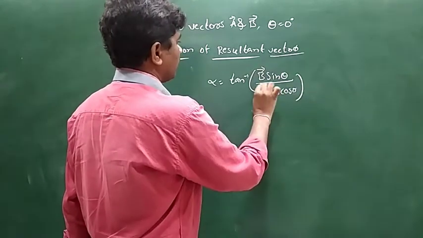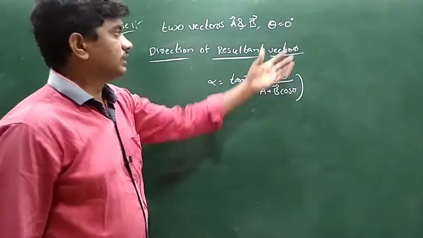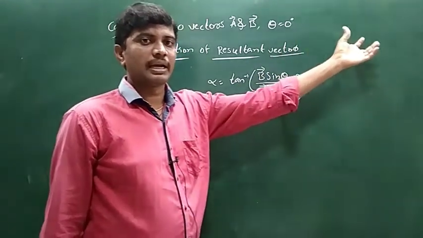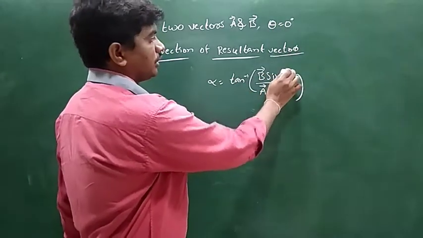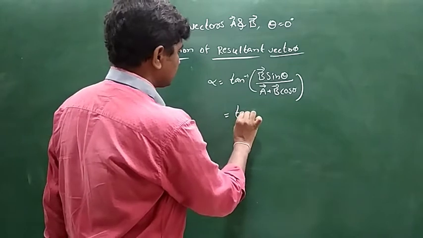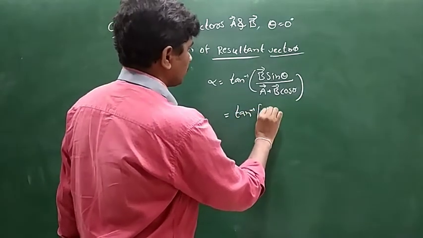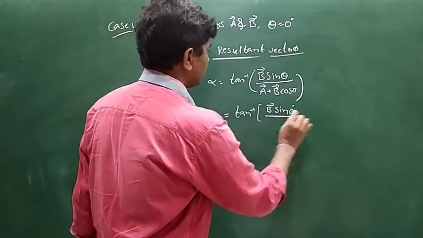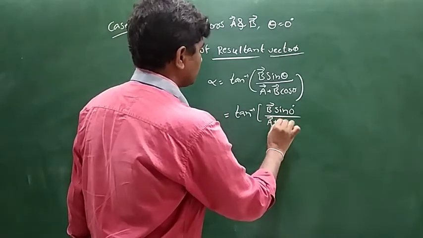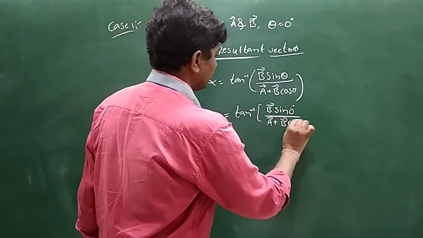Now, for vectors a bar and b bar, the same direction means parallel lines, so theta is equal to 0 degrees. Applying theta equal to 0 degrees, therefore, alpha is equal to tan inverse of b bar sin 0 degrees by a bar plus b bar cos 0 degrees.